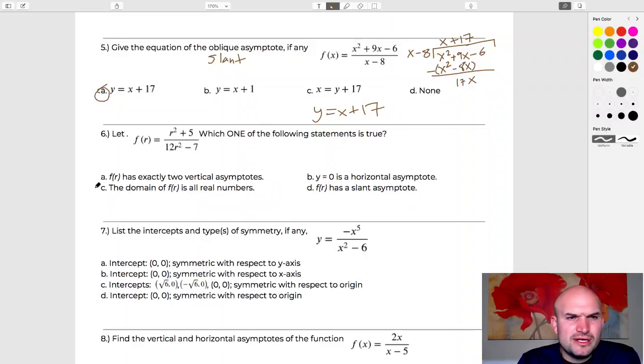Number 6. It says, let f of r equal r squared plus 5. Which one of the following statements is true?